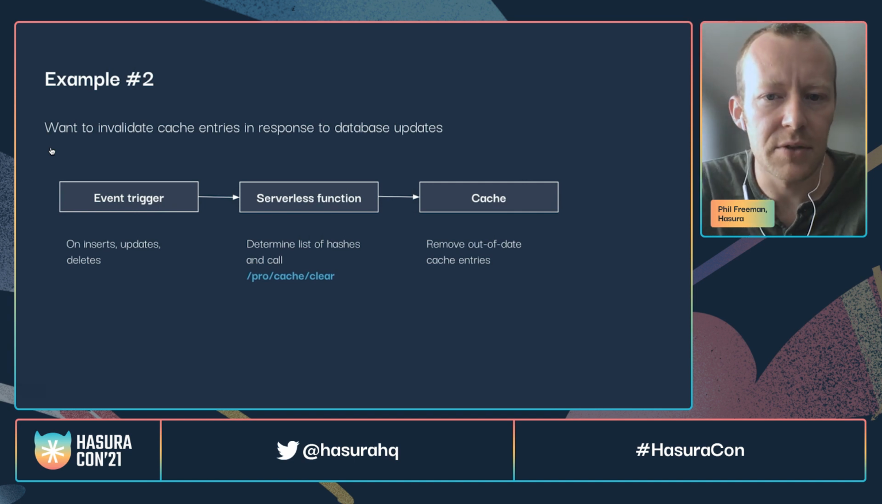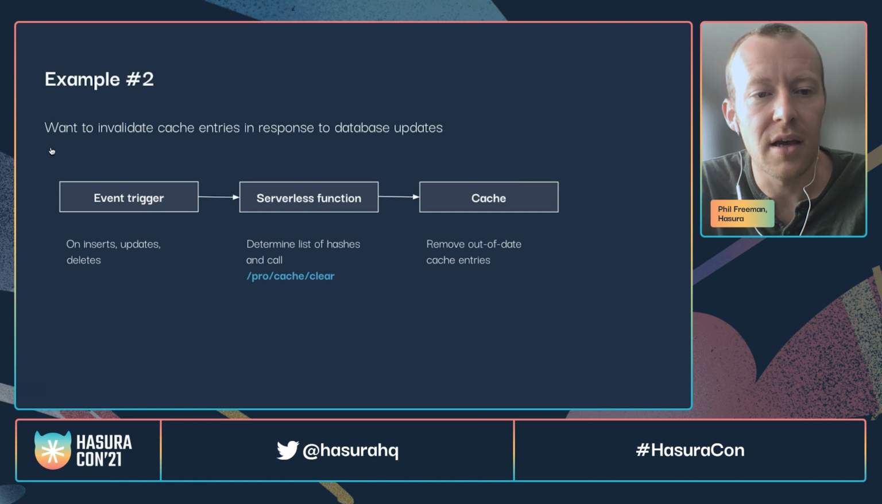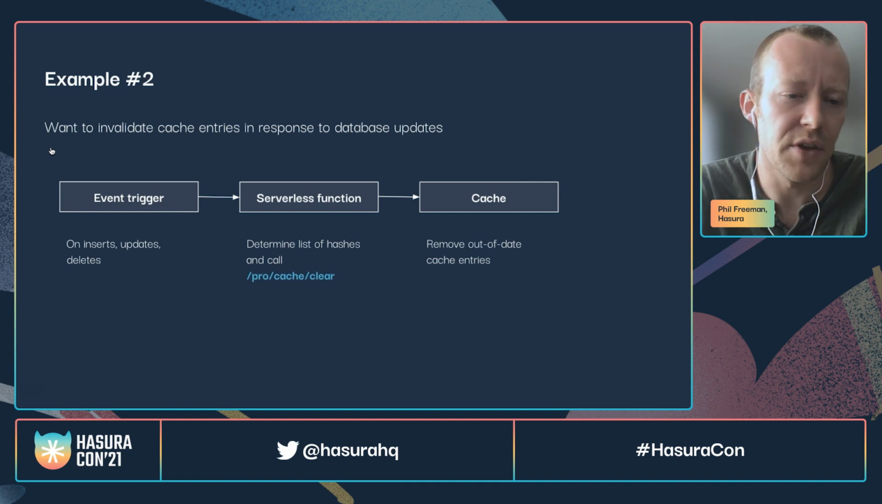This time, the serverless function can use the cache invalidation endpoints that I showed to remove any out-of-date entries from the cache. The next instance of each of those queries is going to have to fetch new data from the data source, forcing us to refresh that data on the next read.